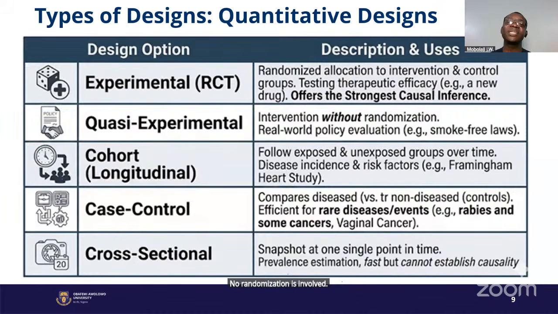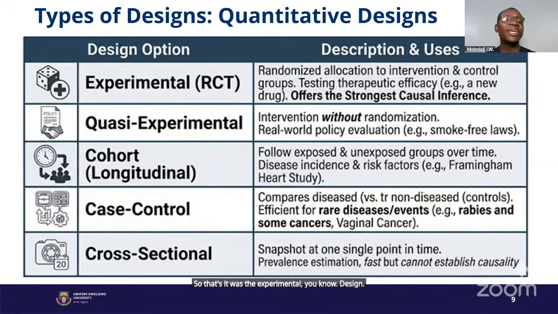You have two groups. You have your baseline data, and then you have your endline data. But the groups are not randomized. It just divides the study participants into groups. And a good example is a real world policy evaluation, like making smoke-free laws. So that's a quasi-experimental design.